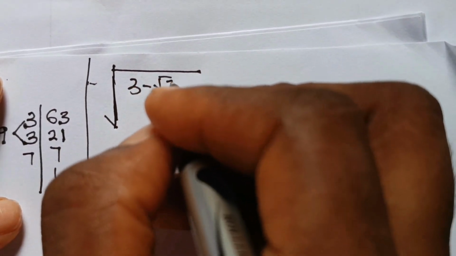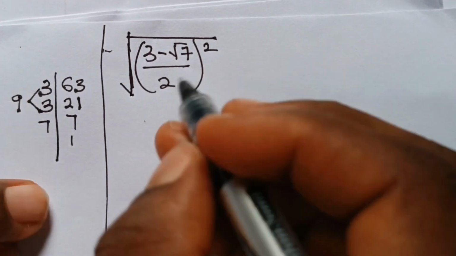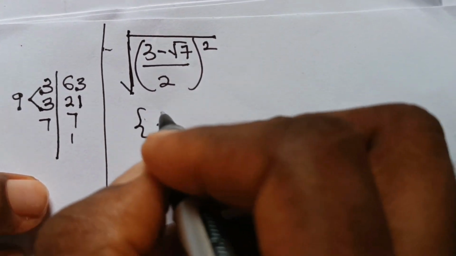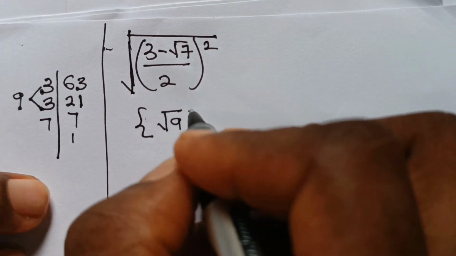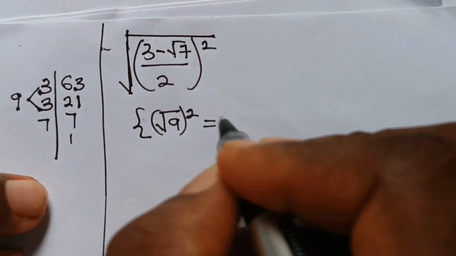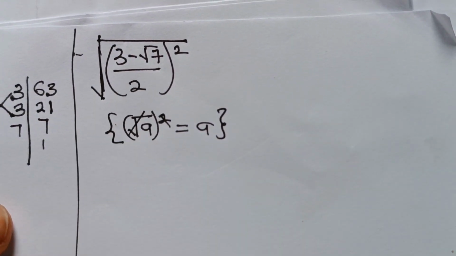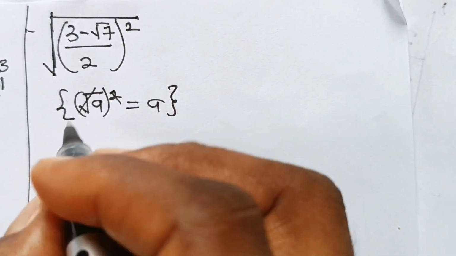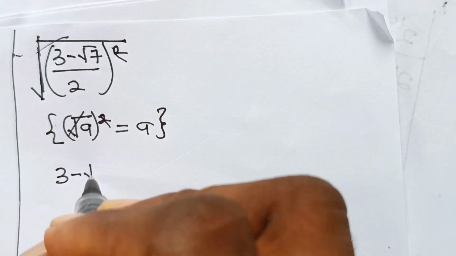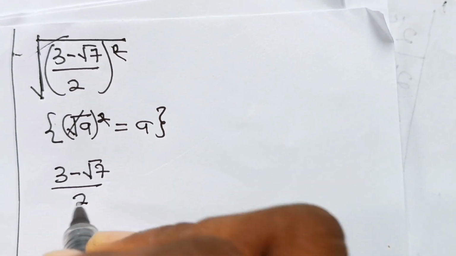Okay, so let me write the last statement. We wrote that square root of 3 minus root 7 divided by 2 all squared. Okay, now remember that square root of a raised to the power of 2 is equal to what? A. So we can write this as, this we remove this, right? So what we now have is 3 minus root 7 divided by 2.